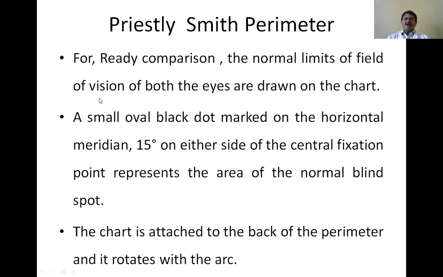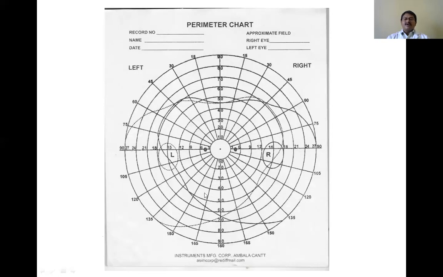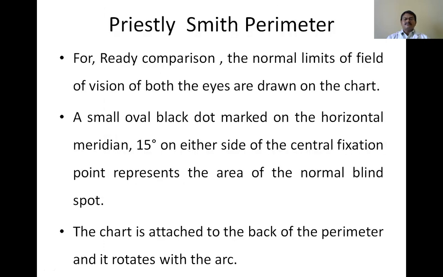The normal limits of the field for both eyes are drawn on the chart. A small oval dot marked on the horizontal meridian, away from the central fixation point, represents the area of the normal blind spot. This is the normal blind spot. This is the blind spot for the left eye. This is the blind spot for the right eye. The chart is attached on the back of the perimeter as it rotates in the arc.